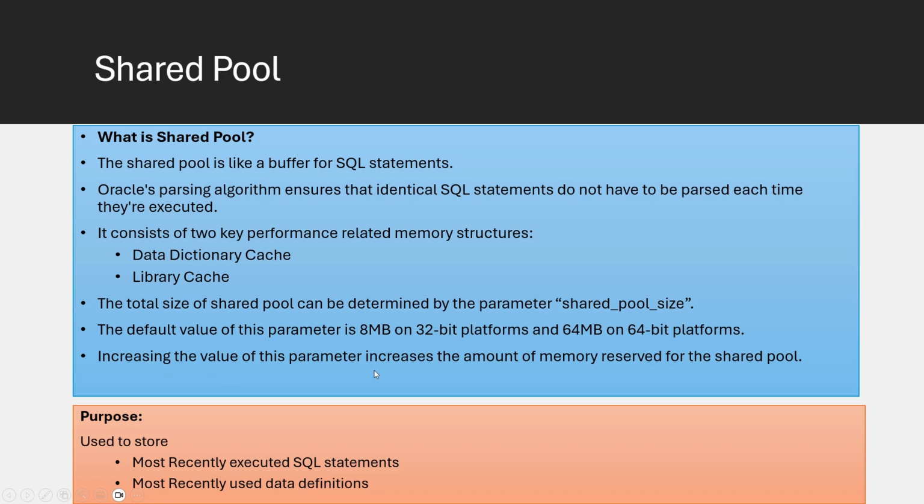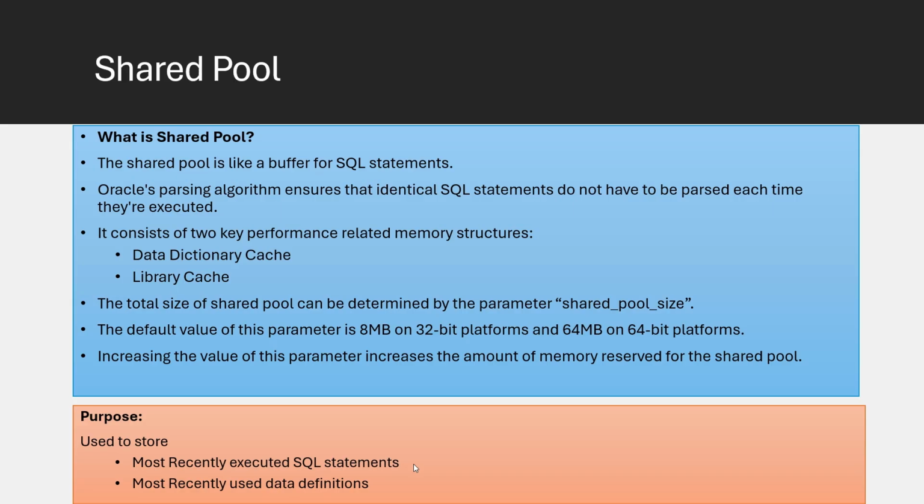Increasing the value of this parameter increases the amount of memory reserved for the shared pool. So what is the purpose of the shared pool? It stores the most recently executed SQL statements. As mentioned, the shared pool is like a buffer for SQL statements, and this increases performance. When a user executes a query for the first time, it goes through parsing, and that query will be stored in the shared pool.